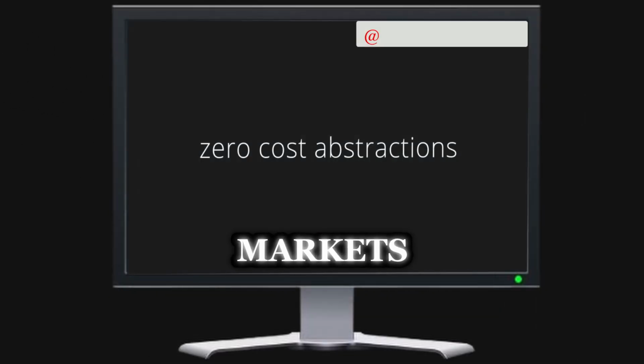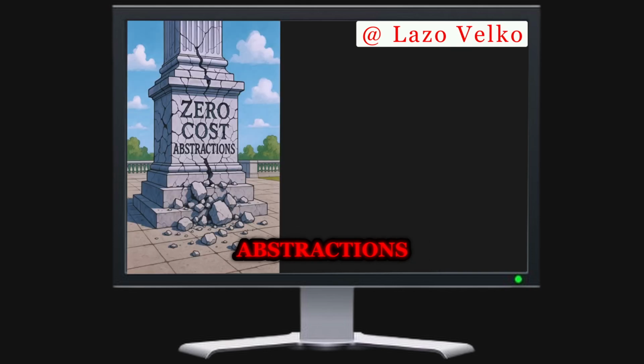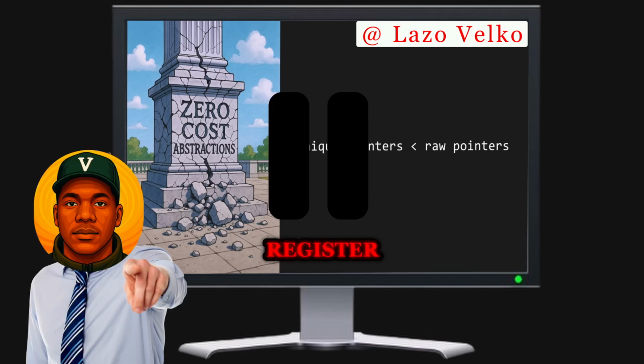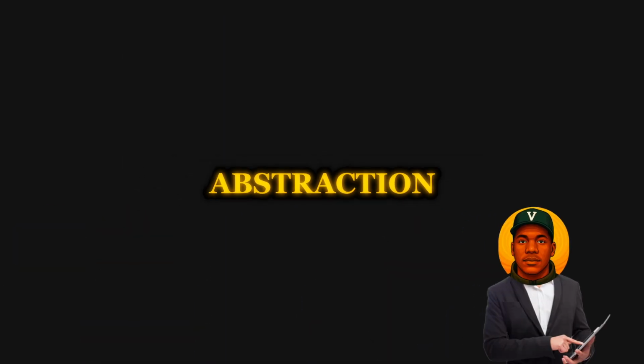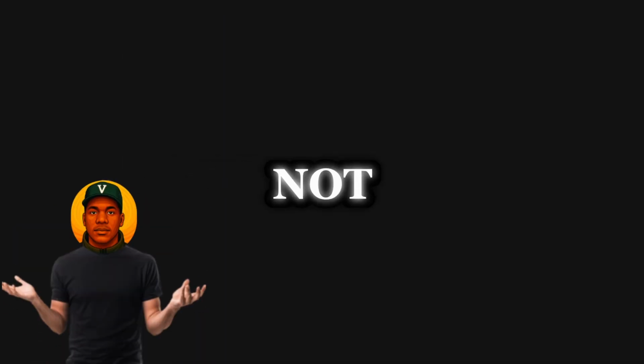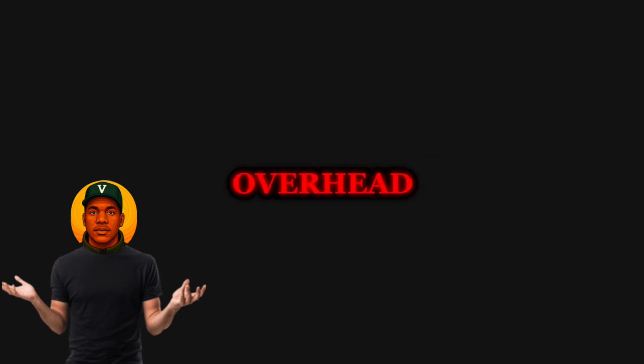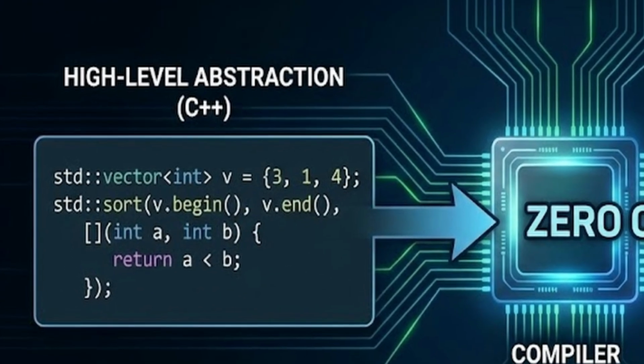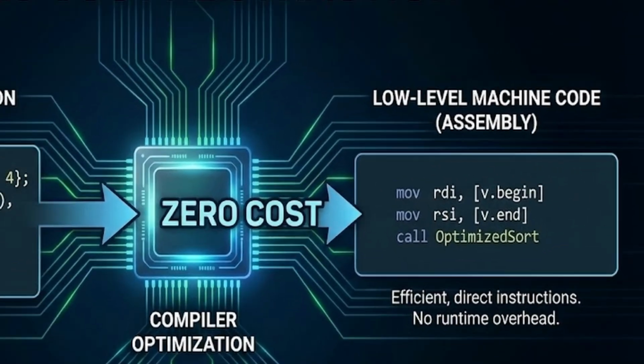C++ markets itself as having zero-cost abstractions. Though in practice, some cracks have begun to show in that promise. Unique pointers, for example, are slower than raw pointers because they get passed on the stack instead of in a register. That is not entirely correct. It needs context. C++ aims for zero-cost abstraction, but zero-cost does not mean nothing ever has overhead. It means if an abstraction can be optimized in any way, the compiler will remove the overhead.